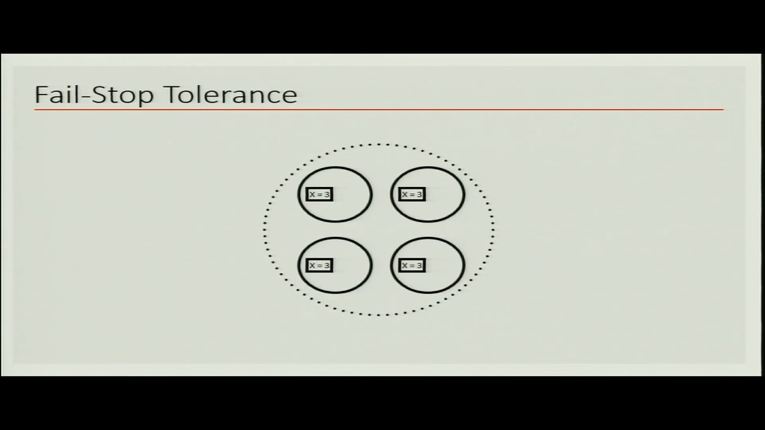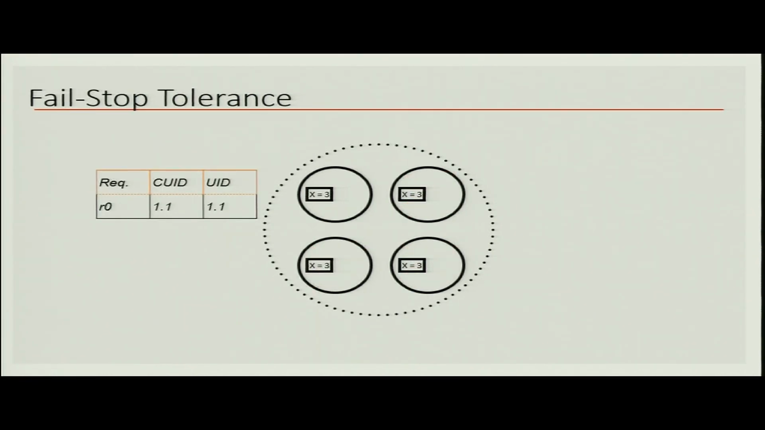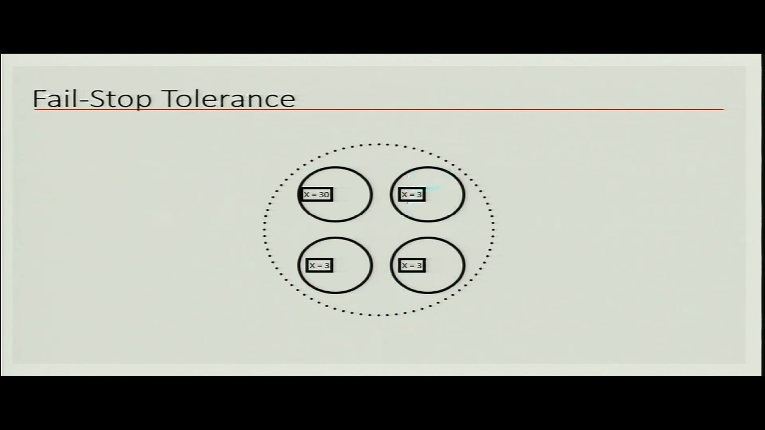In fail stop tolerance, let us say 3 of them fail and you have this transaction, and this one is the only one working. So you accept R0 and that is it, and there is no problem. Now all the other ones will have the same old value of 3. If this one also crashes, then the game is over. So fail stop tolerance will only work if at least one replica survives.